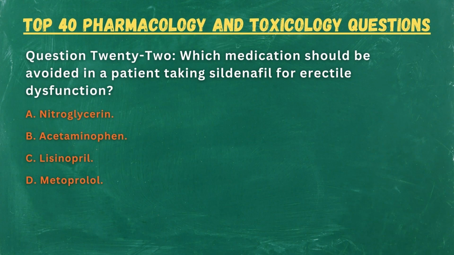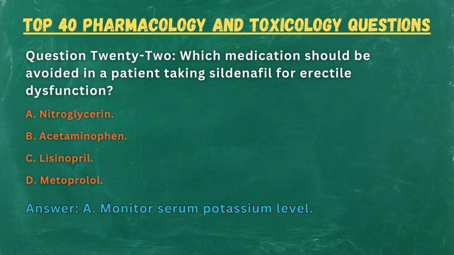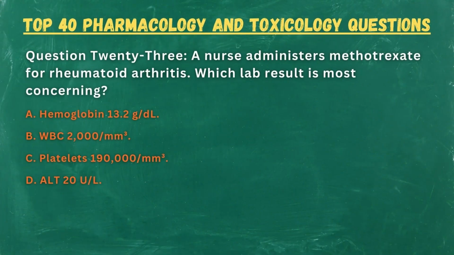Question 22. Which medication should be avoided in a patient taking sildenafil for erectile dysfunction? A. Nitroglycerin. B. Acetaminophen. C. Lisinopril. D. Metoprolol. Answer: A. Nitroglycerin.